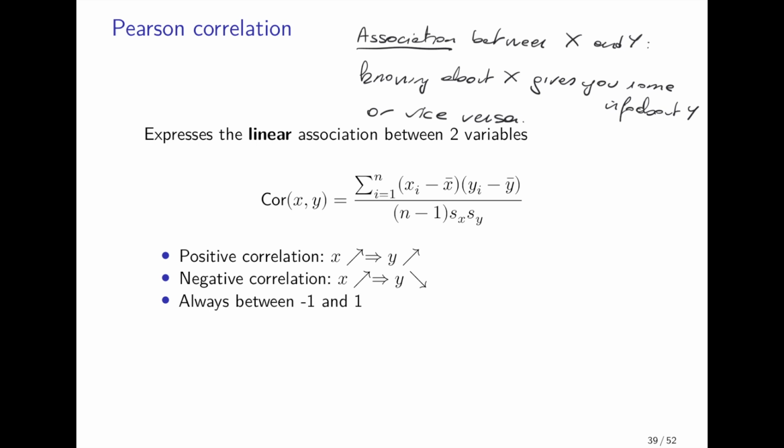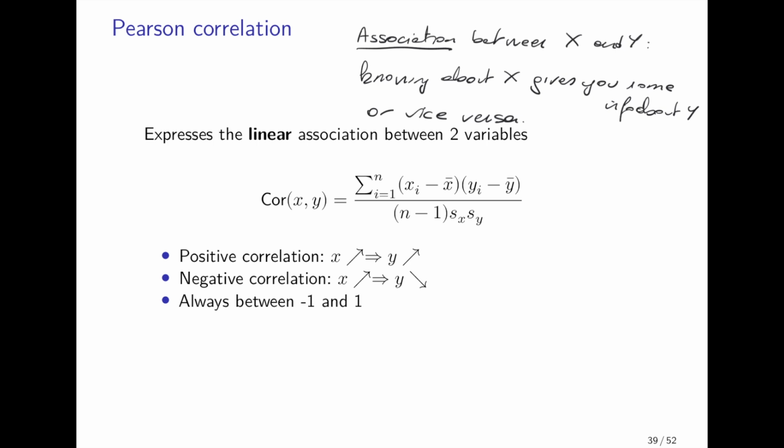And you can have a perfect association where if I tell you x, you know exactly what y is, or vice versa. And you can have an imperfect association, meaning if you know something about x, you know a little bit about y, but not everything.